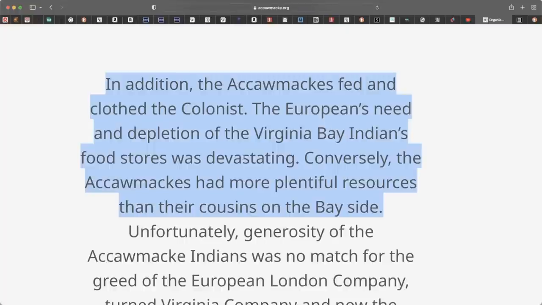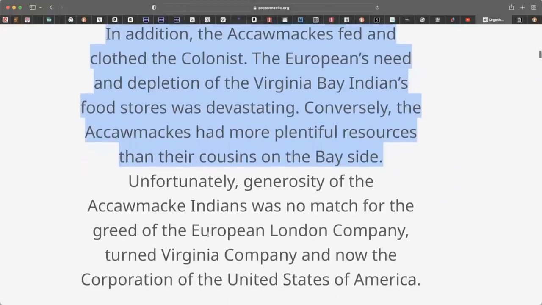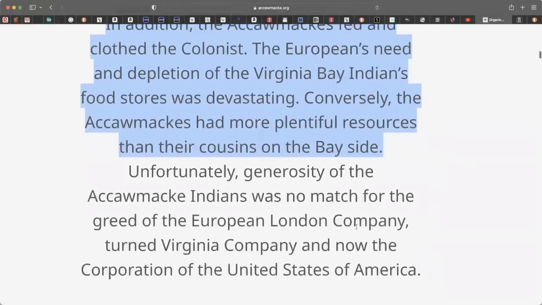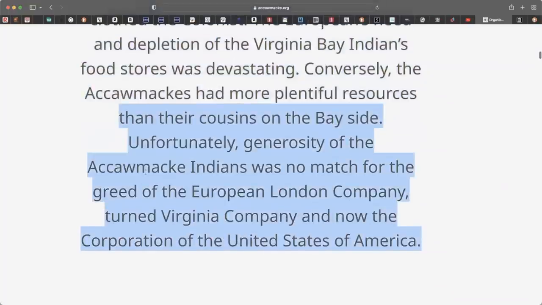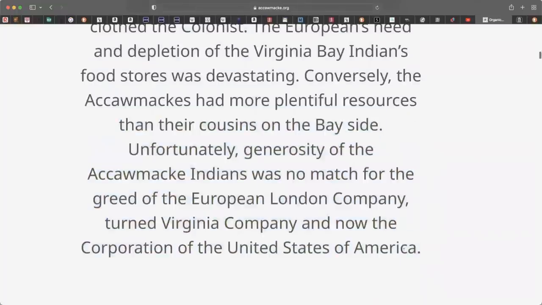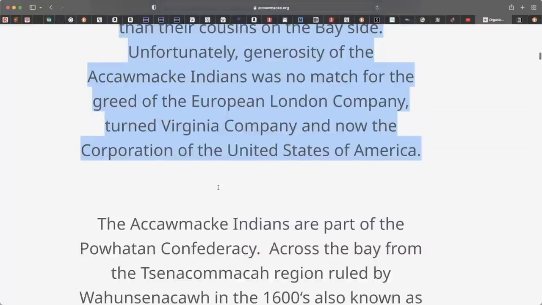Oh, here, they sold out. There's no other way for me to say this. Unfortunately, the generosity of the Accomack Indians was no match for the greed of the European London Company. So eventually, they got dealt wrong too. And that's what happens when you deal with the enemy. It's going to bite you back. All right, so I'll leave it at that.